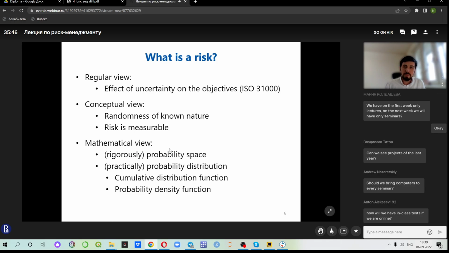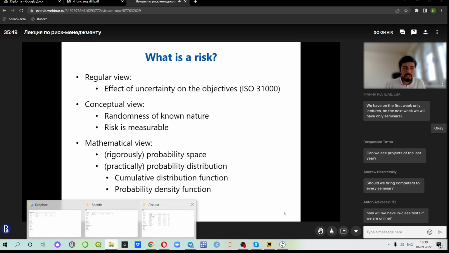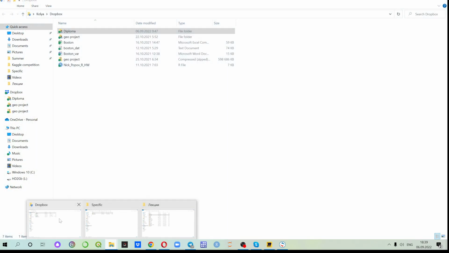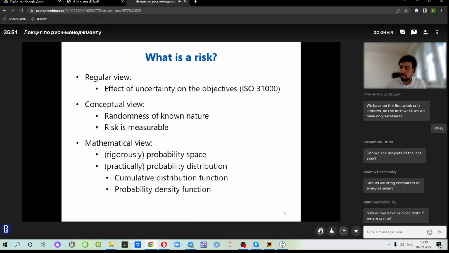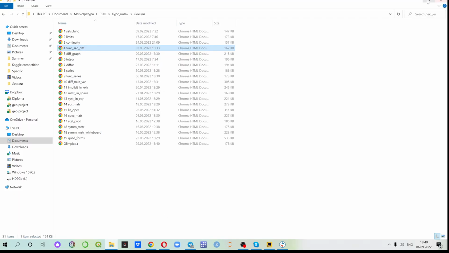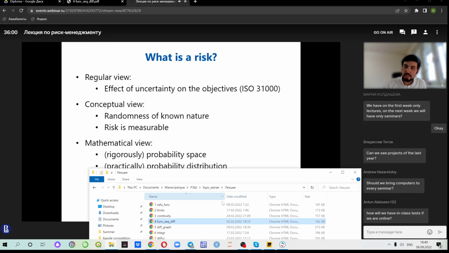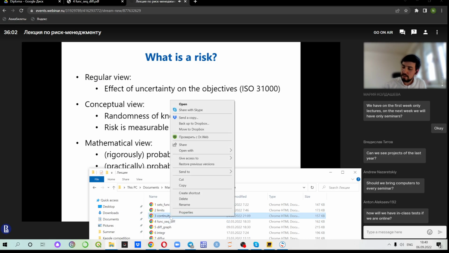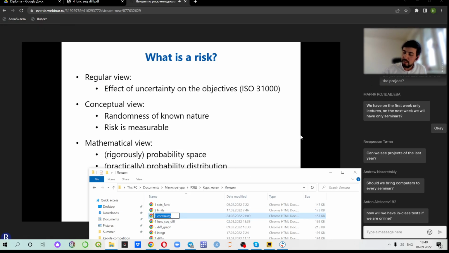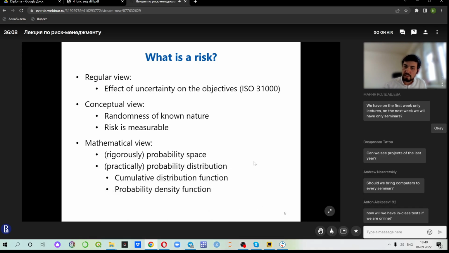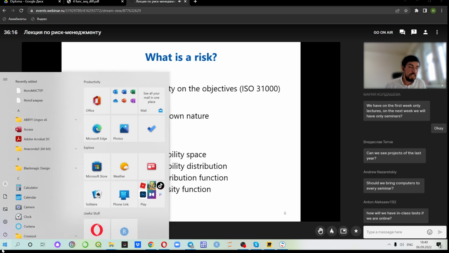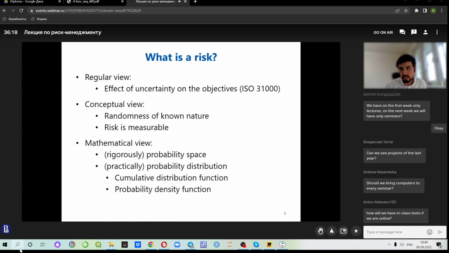So, the regular view on this definition is the effect of uncertainty on our objectives. So, for example, we go on vacation, and our purpose and our goal is to have fun, to get some pleasure or something like that. And it's clear that no matter how well we plan our vacation, something wrong may happen, something that we do not control, and something that we cannot anticipate. And all those factors can ruin our vacation.